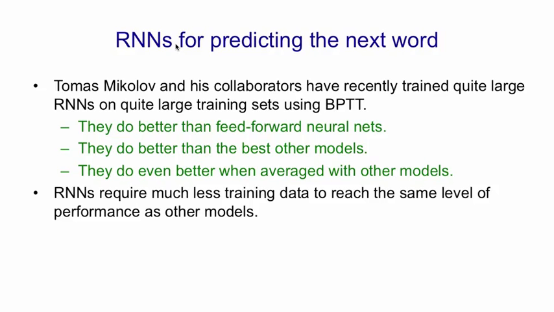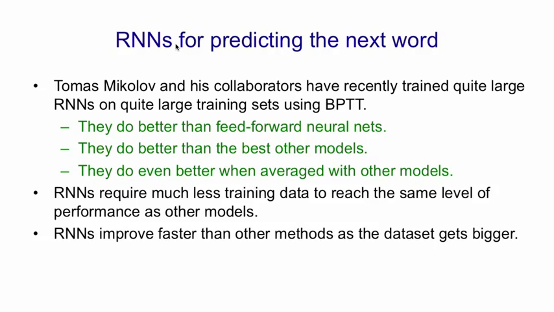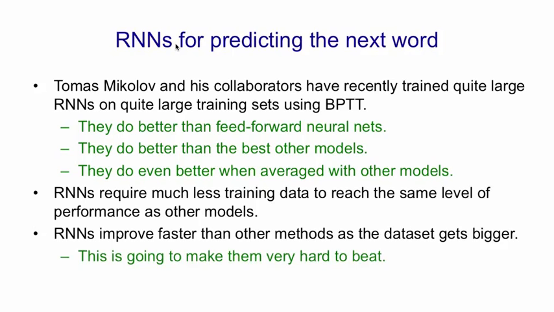One interesting property of the RNNs is that they require less training data than the other methods to reach a given level of performance. More importantly, as the data sets get bigger, the RNNs improve faster than the other methods. So methods like trigrams, for example, do get better with bigger data sets, but it's a very slow process. You need to double the size of the dataset to get a small improvement. With RNNs, they can make much better use of the data. This means it's going to be very hard to beat them as datasets get bigger.